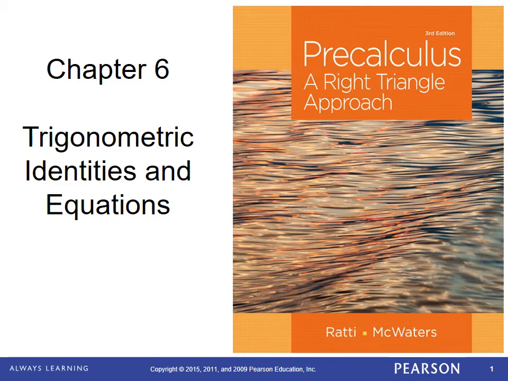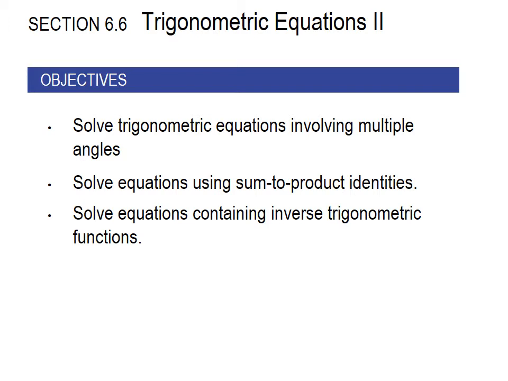Let's go for it here. So chapter 6, we are at the end. We look at trigonometric equations here, and as you can see over here, we're going to solve a little bit more complicated equations than we did in 6.5. And then we're going to use identities.